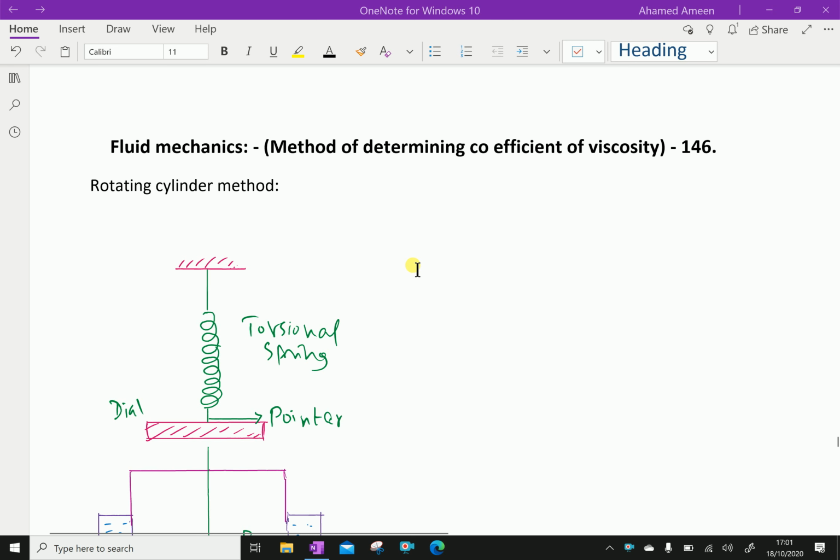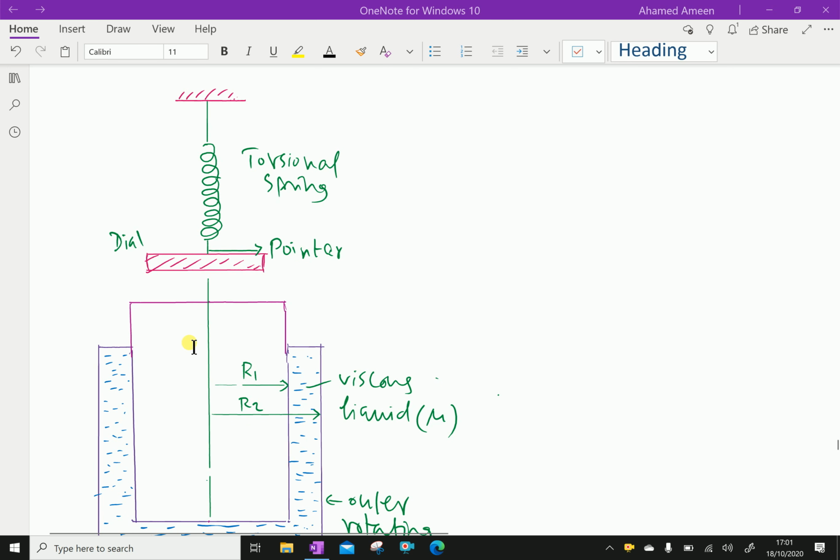In fluid mechanics, let us discuss the method of determining the coefficient of viscosity: the rotating cylinder method. Look at this figure. This method consists of two concentric cylinders, this one and this one, of radius R1 and R2 as shown in the figure.